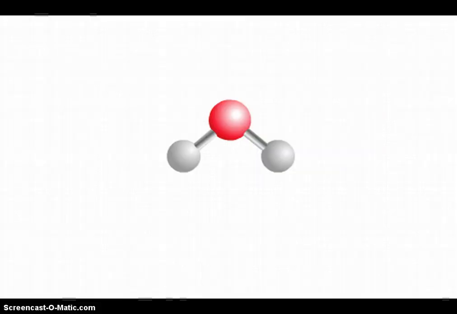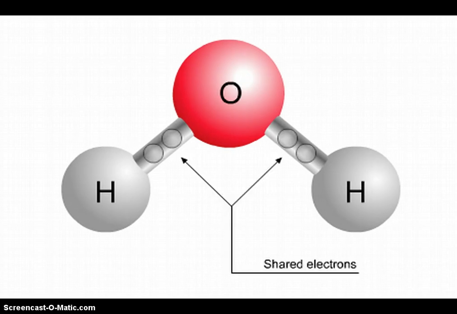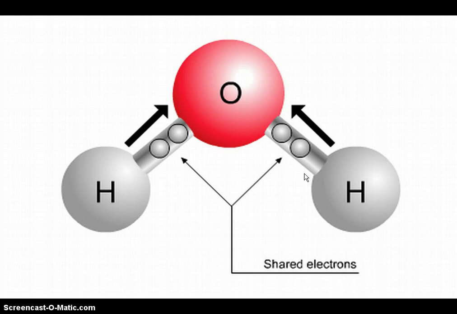The Prentice Hall animation gives us a little more detail about why the polarity exists in this water molecule. If we look at this molecule up close, and at the electrons being shared in the bond between hydrogen and oxygen in each case, we see that oxygen is more electronegative, so it's going to attract those shared electrons more closely. Therefore, the oxygen is going to have the partial negative charge and the hydrogen is going to have the partial positive charge.